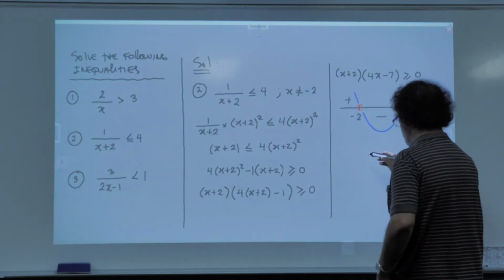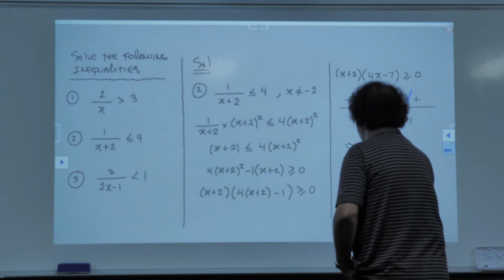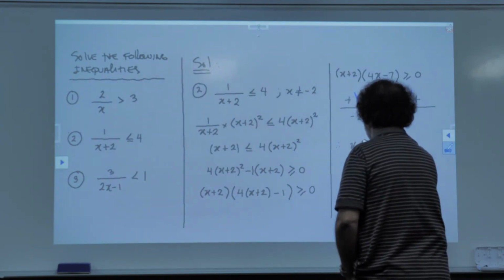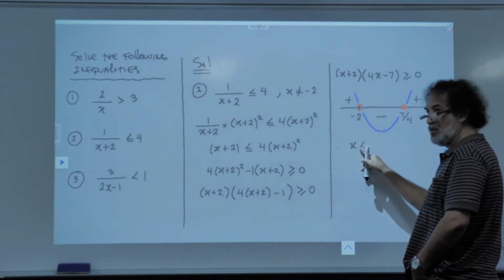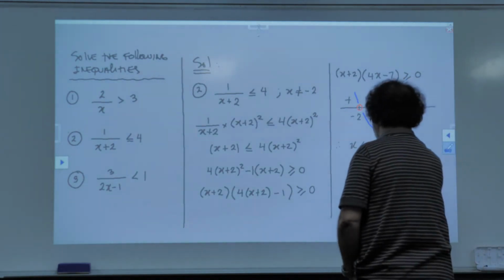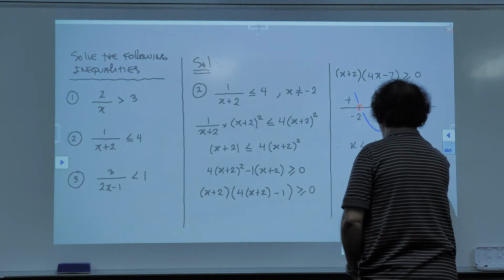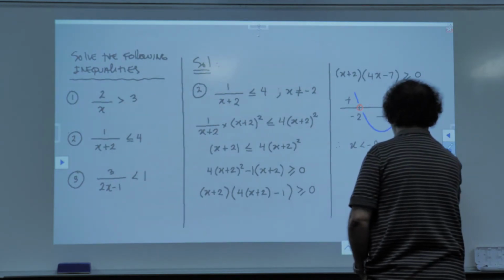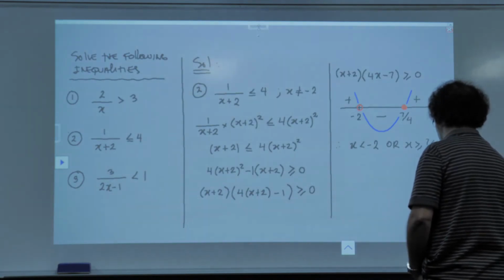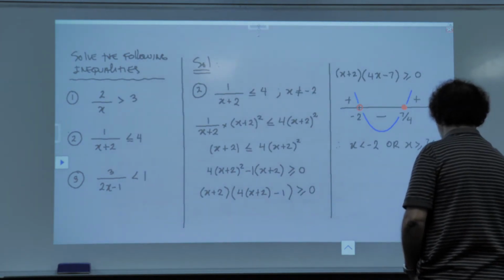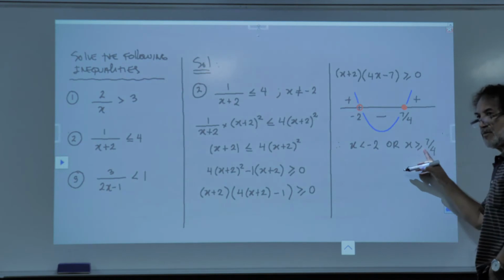Okay, so then we're going to say, therefore, from here we're going to say that x is less than, we're not allowed to put equal, less than negative 2, or x can be greater than or equal to 7 over 4, because, yeah, we are allowed to use 7 over 4.